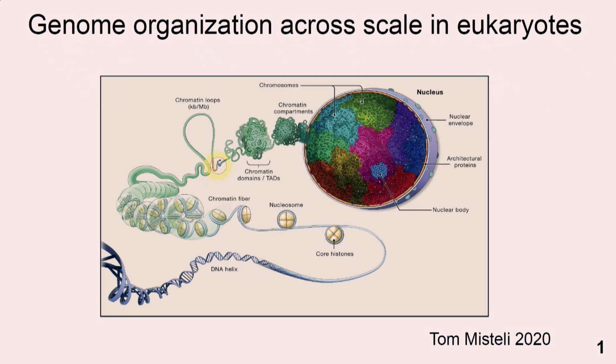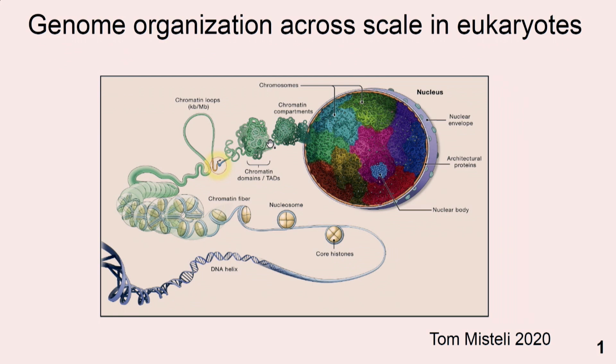Genome in eukaryotes is organized across scales. At the lowest possible scale, we have this double helical arrangement of DNA. But if you go all the way to the scale of the nucleus, you see distinct territories occupied by different chromosomes. Starting from the lowest scale, at some level you see these 30 nanometer structures known as chromatin fibers. But most of the time in this talk, I'm going to focus on regions from a few kilo base pairs to mega base pairs.